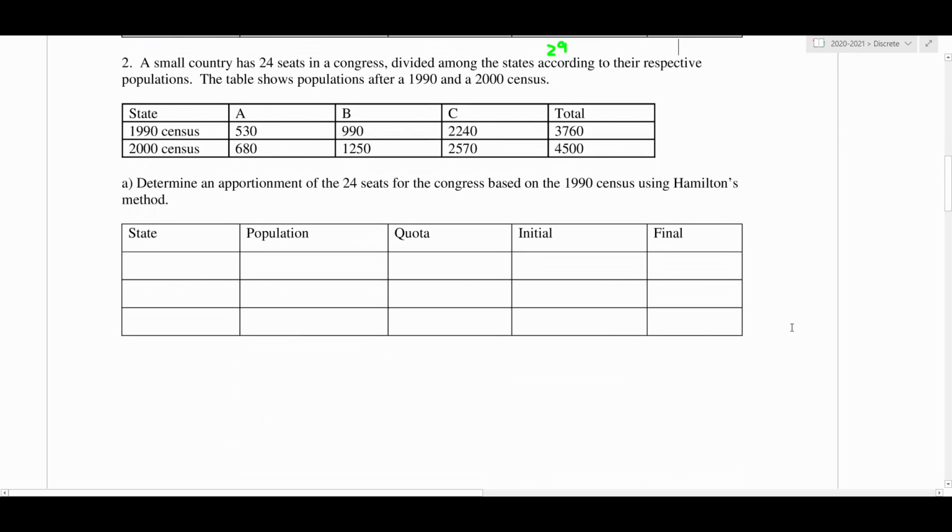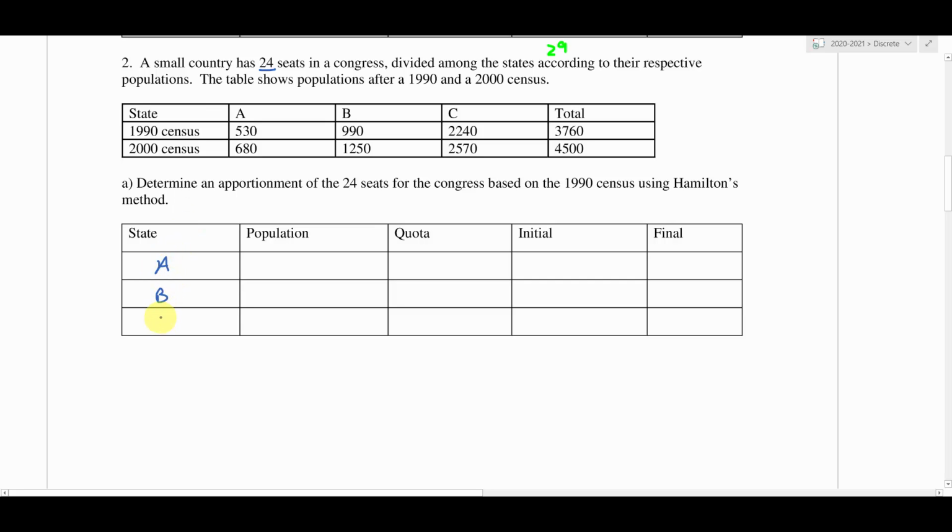All right, the next one we're going to demonstrate here is what's called the population paradox. And the population paradox occurs when the populations of our states change, right? So what we have here, we have a small country. They have 24 seats that we need to apportion, and we have two different apportionments that we're going to do, one for the 1990 population and one for the 2000 population here. All right, so let's do the first one.